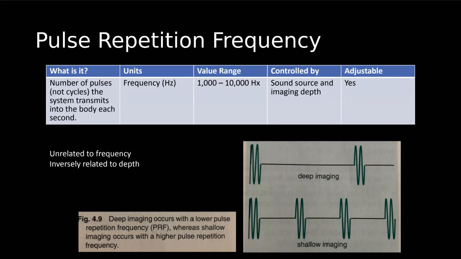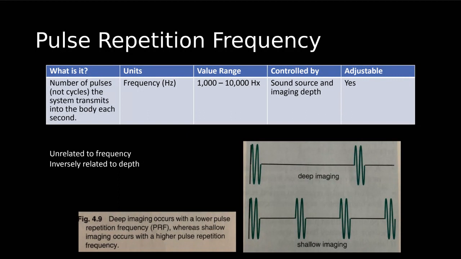So it's similar in concept to regular frequency, right? Where we're talking about how many sound waves can we send in 1 second. But this is talking about how many collections of sound cycles can we send in 1 second. So this is going to be reported in units of hertz. The value range is 1,000 to 10,000 hertz. It's going to be controlled by our sound source and our imaging depth. And yes, we can adjust it because we can adjust our depth while we're scanning.